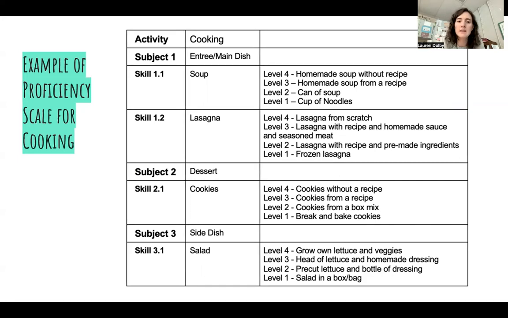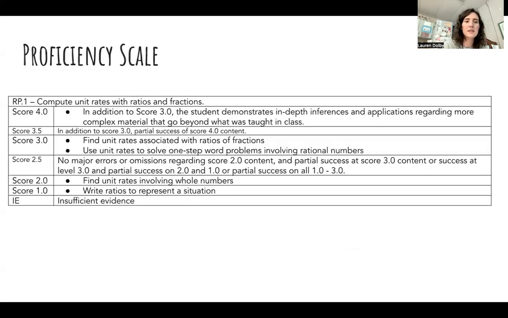And you can kind of see that that's a similar pattern through all of them below, but really to give some more language and analogies for how a proficiency scale works. This here is a proficiency scale. I believe this is for math 2, although the math 1 for this skill looks very similar, just without working with fractions. So again, it starts at that low level of write ratios to represent a situation, and then it builds as you go up.